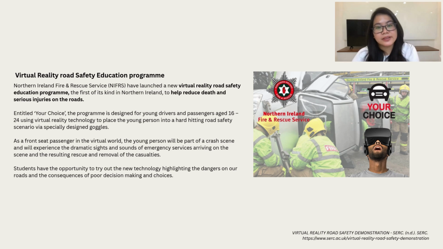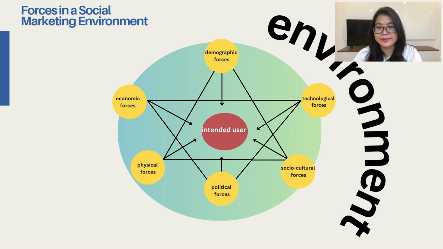On the other hand, if you're trying to do a campaign on AI literacy in a place where there is no stable internet connection, then that can be a challenge. So these are the things that we want to watch out for when we identify the external forces of the social marketing environment. So again, those are the forces in the social marketing environment: the demographic, economic, physical, political, sociocultural, and technological forces.